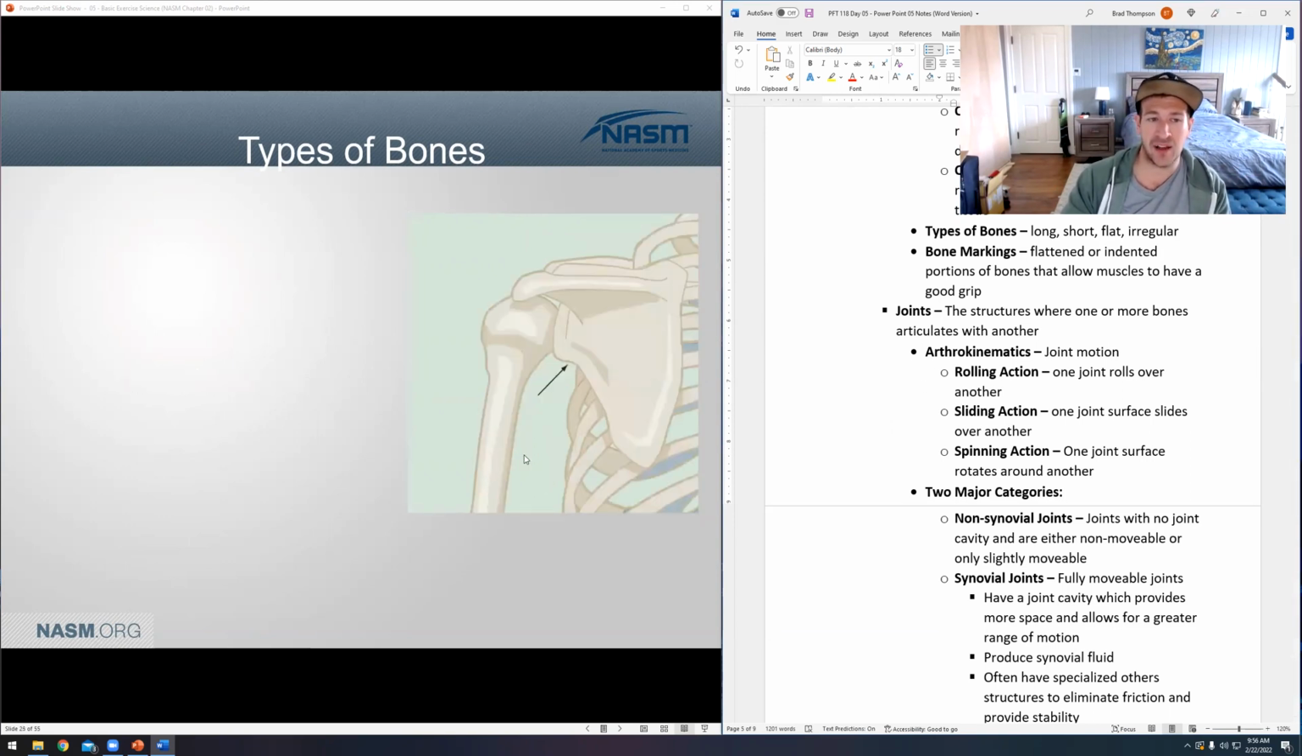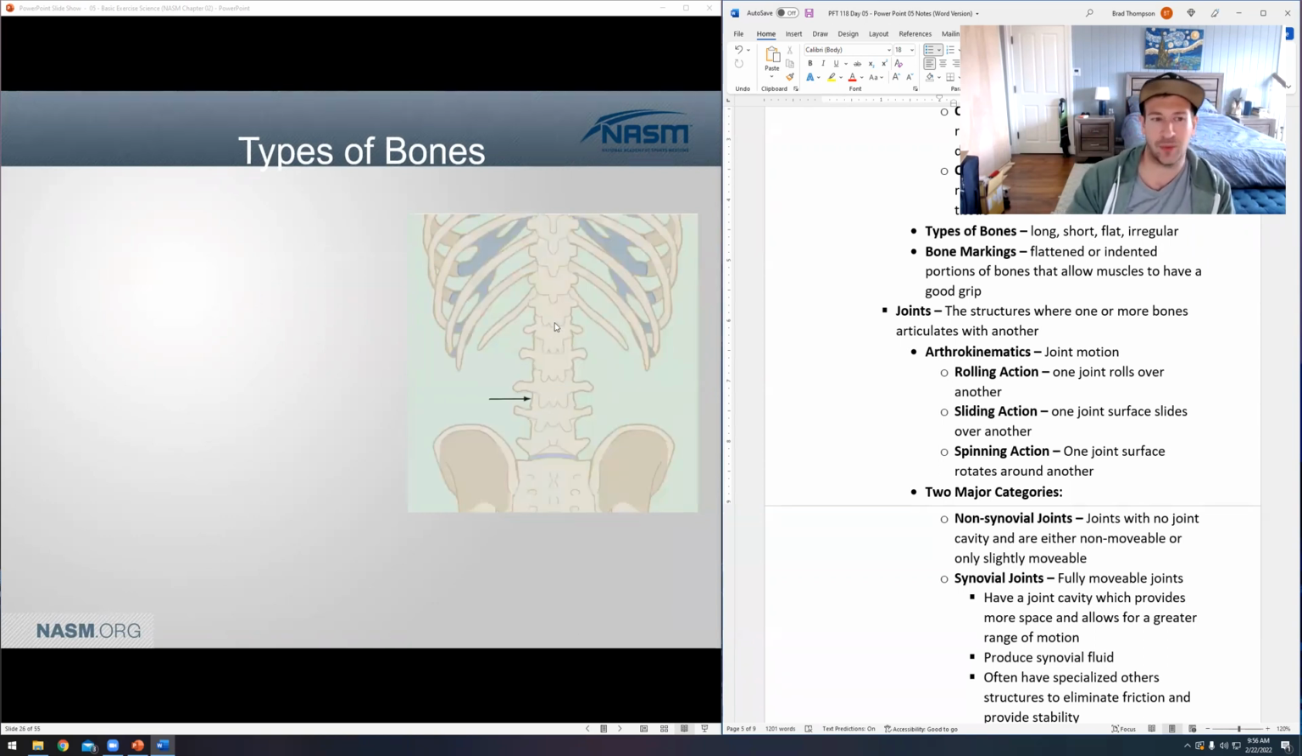And then we've got flat bones. Flat bones tend to be very thin and kind of protective. Your scapula, your pelvis, even your sternum would be considered a flat bone, or your patella, right? It kind of protects the kneecap. Well, it is the kneecap, but it protects the rest of the knee.